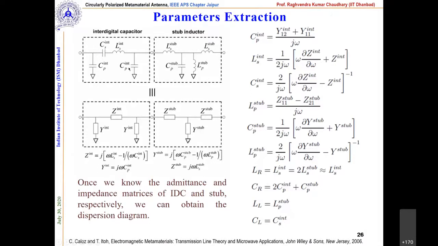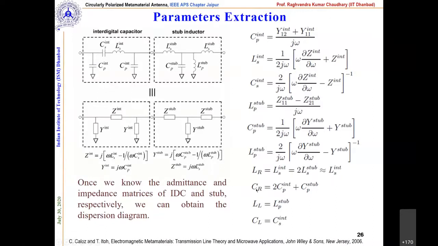Now once you have these C and L, you can convert them into impedance and admittance. Finally you can make a relation, and once you have the relation, overall you can find what are the LR, CR, CL, and LL. So theoretically you will have a guess of what type of capacitance and inductor dominate. You can predict. Now, how will you extract? The extraction is like this.